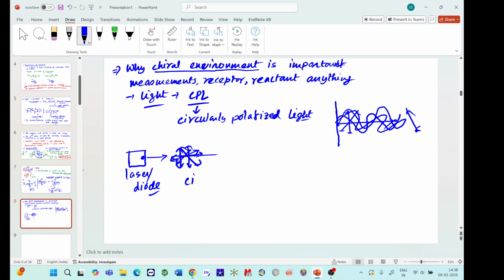So this is called circularly polarized. It will be like something. If you have this, there will be overlap of wave functions. So your light will go like this. This is the general representation. Okay. So now if you have something here, that is called a polarizer.